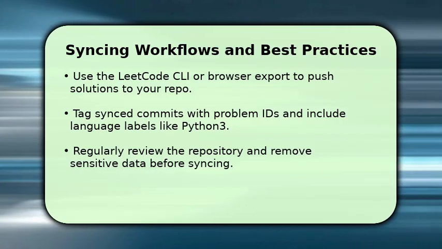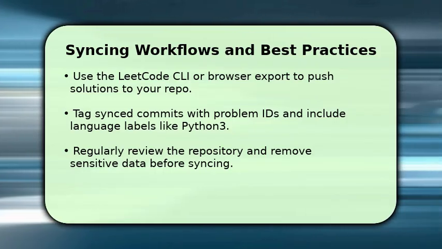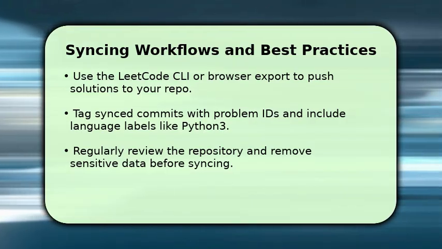Use automated commits that tag synced commits with problem ID and include language labels like Python 3. For each sync, check commit messages and file names for clarity and consistency. Regularly review the repository and remove sensitive data before syncing to avoid.